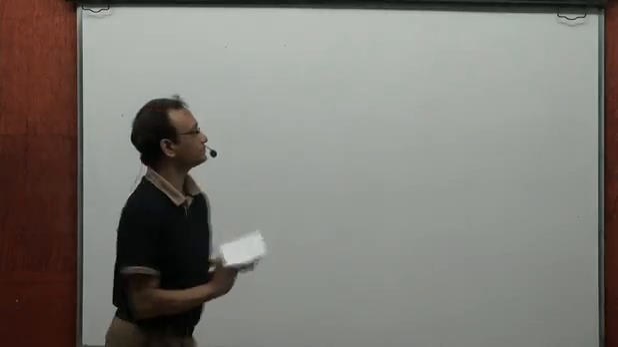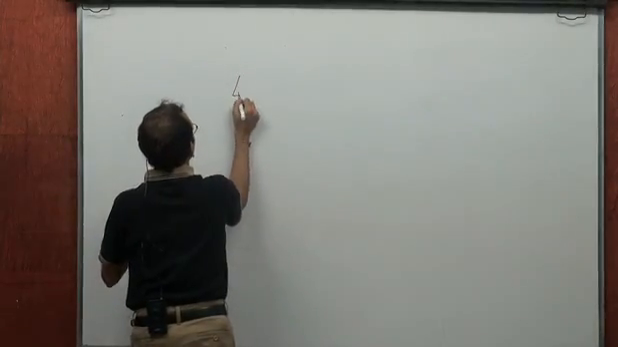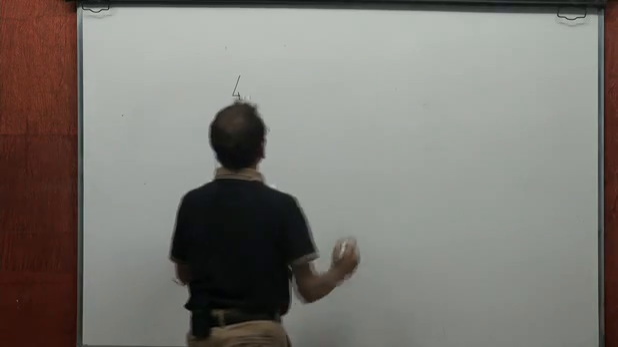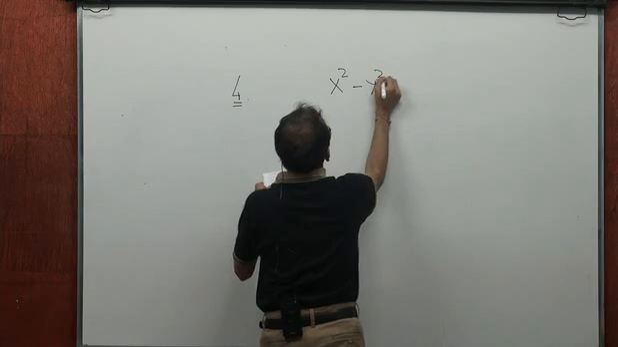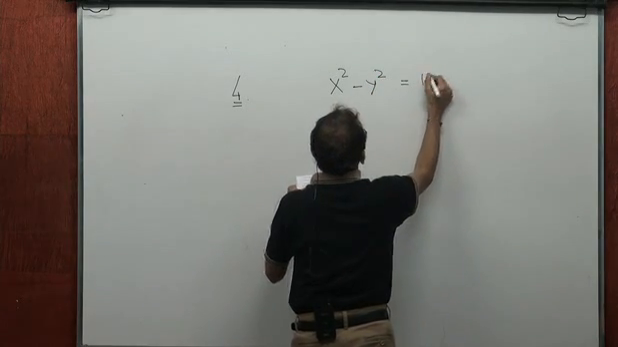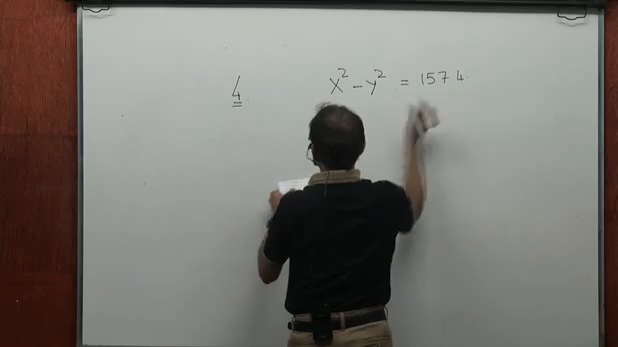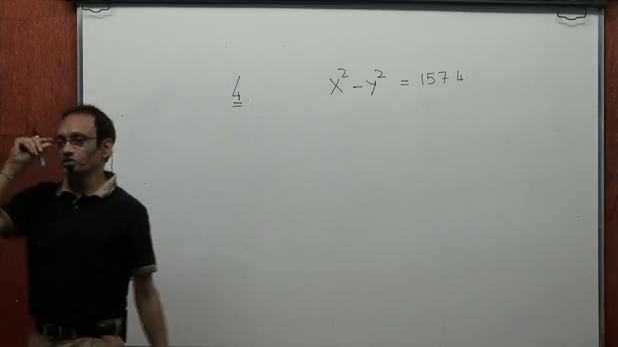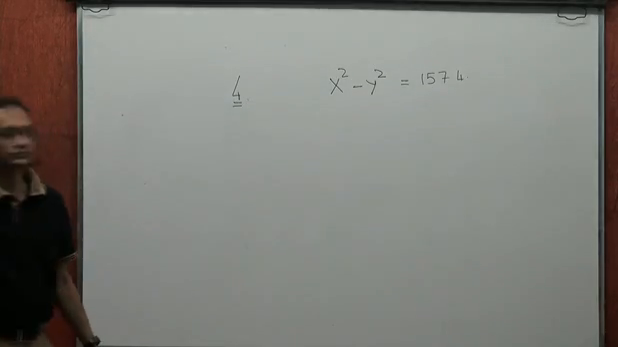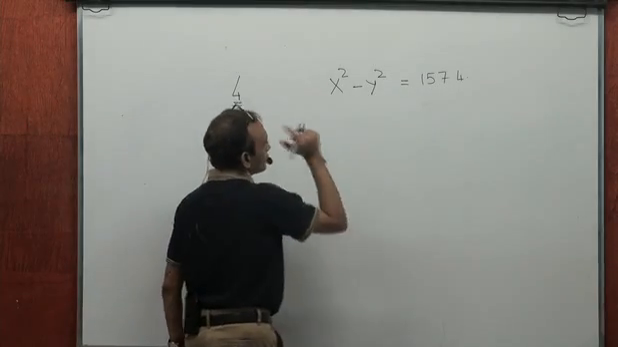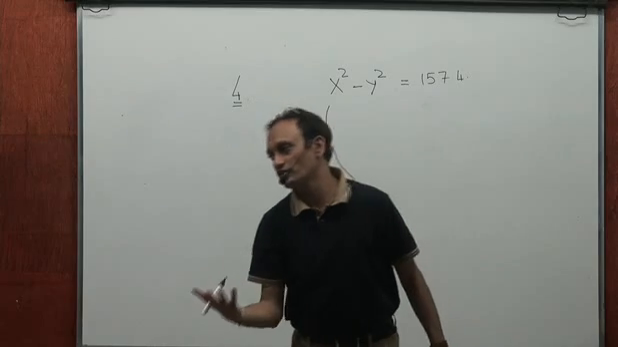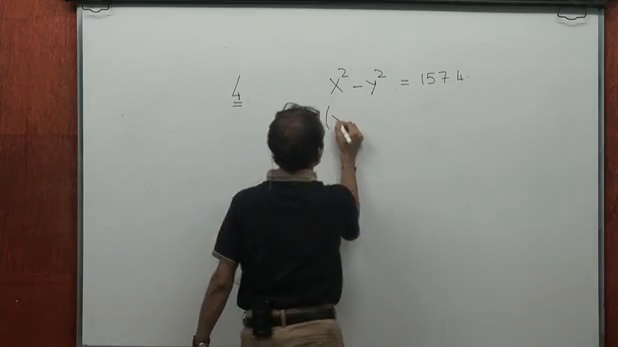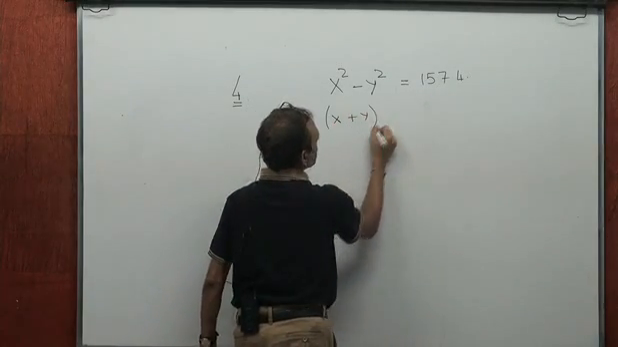Problem 4. X squared minus y squared is 1574. X and y are natural numbers. Okay? Now, obviously, the only thing that you can do to begin with is to factorize, right? X plus y into x minus y.